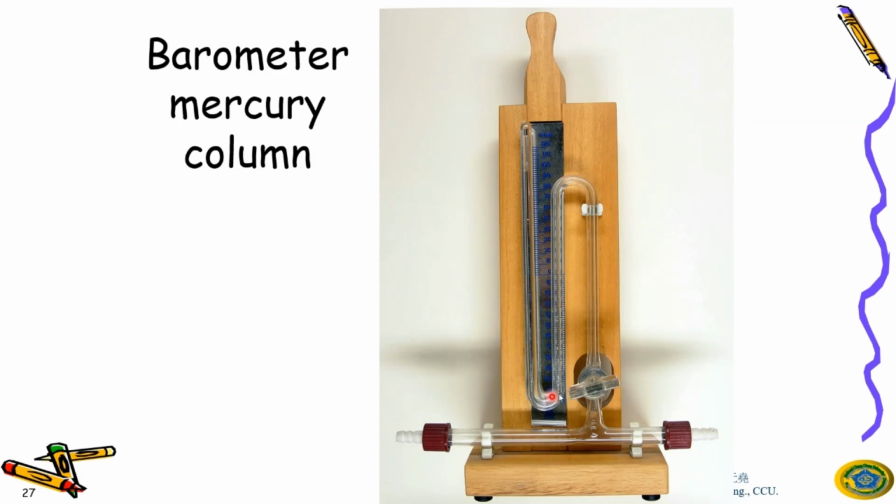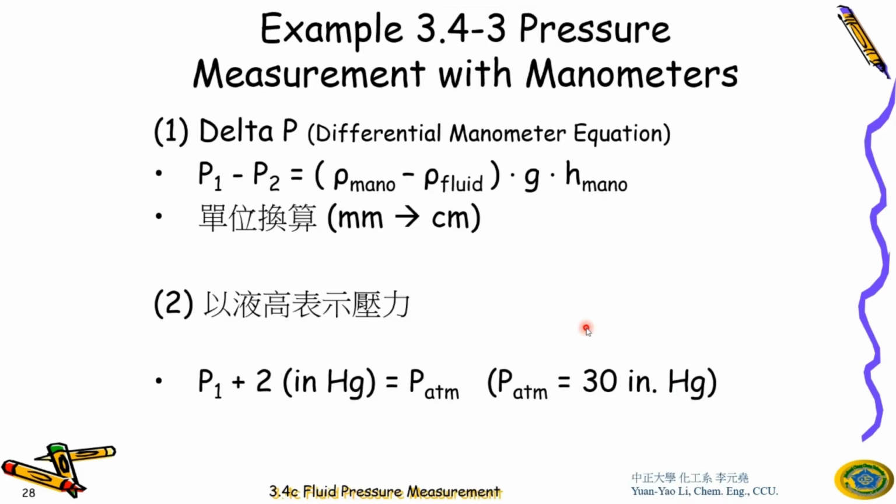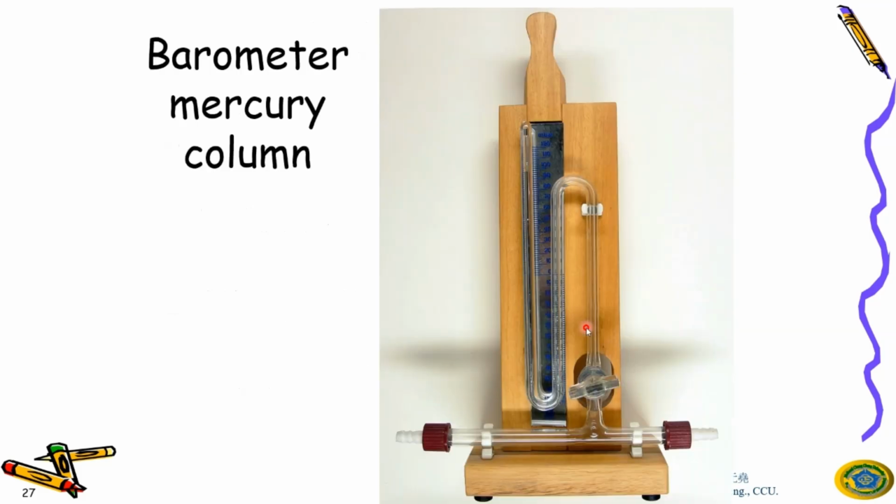Again, you can use mercury or you can use other fluids. But generally speaking, mercury is the best candidate to use for the barometer. Right. So example 3.4-3, I don't want to waste your time, so do this by yourself.